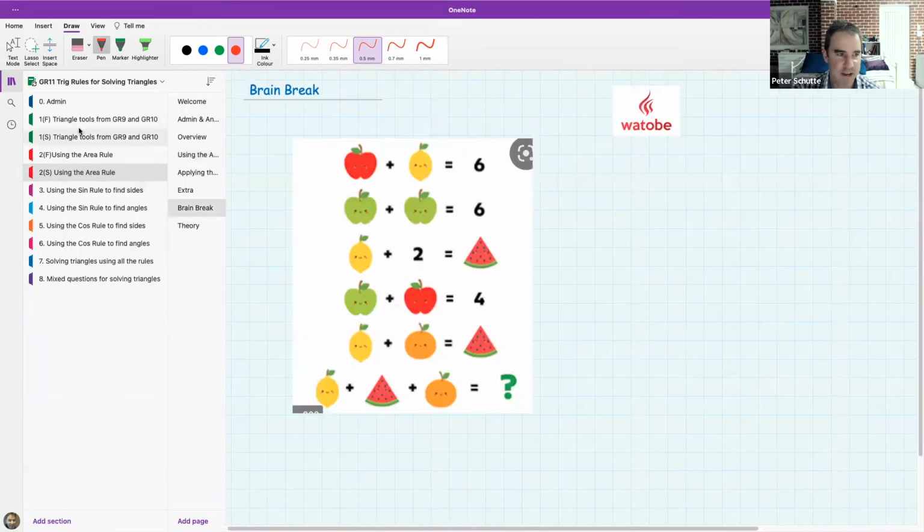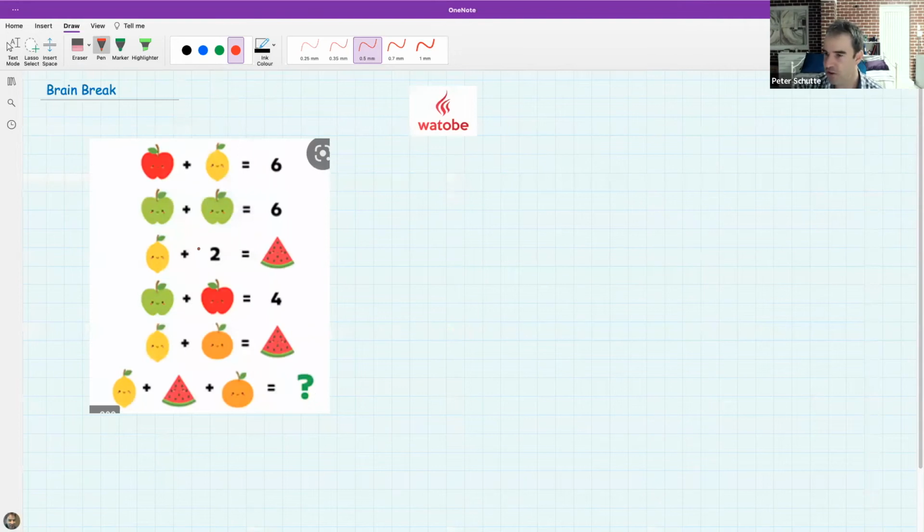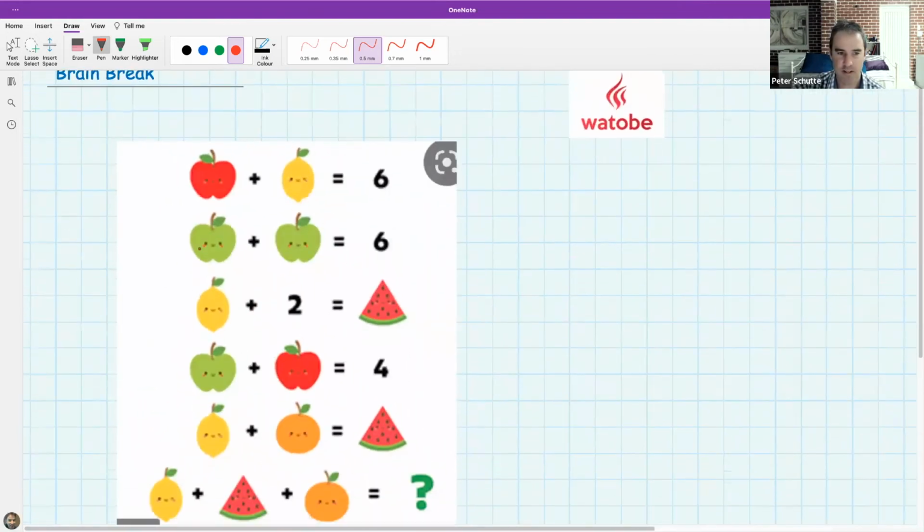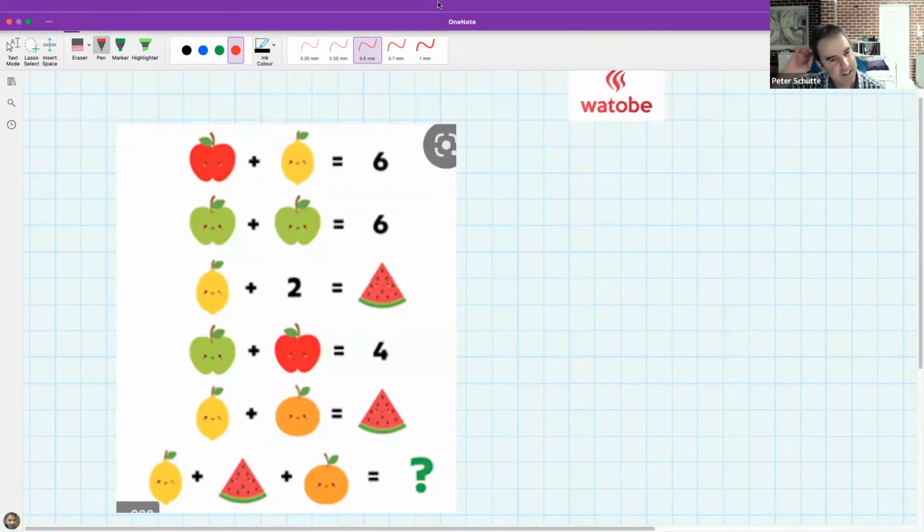Okay, let's do a little brain break. So you know the drill with these, just to let our brains go a little bit off the wheels for a bit. Can you tell me what a lemon plus a watermelon plus a peach is? And if you say fruit salad, I'm going to buzz you out. So let's get some numbers. Okay. Let's see what you can do. Let's run away from trigonometry for a moment.